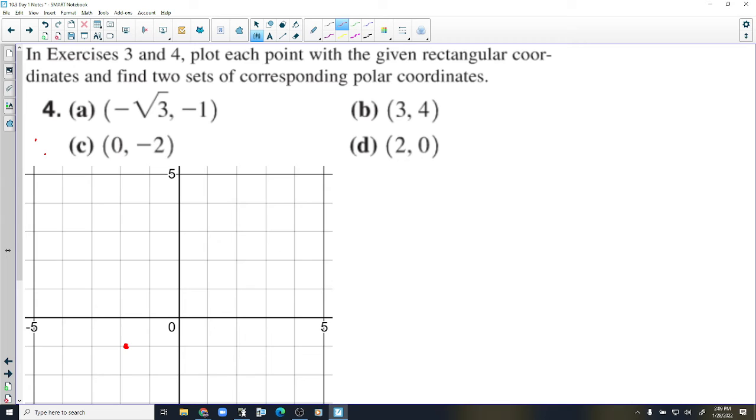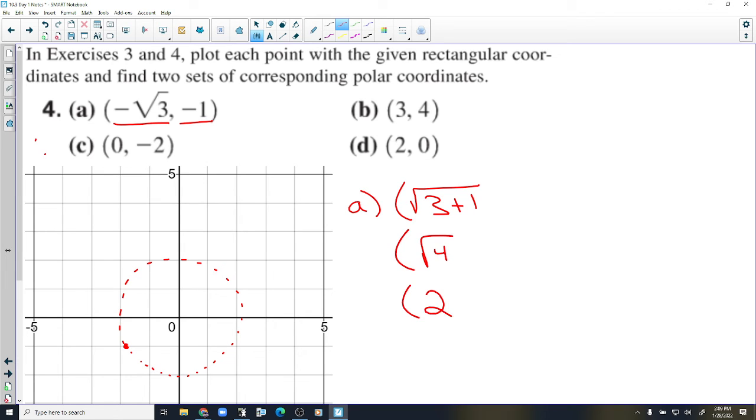2 sets of corresponding polar coordinates. Well, I need to know what's the radius of the circle. So for A, I need the square root of, if I square this, I get 3. Square this, we get 1. Oh, square root of 4, so radius of 2. That's handy.